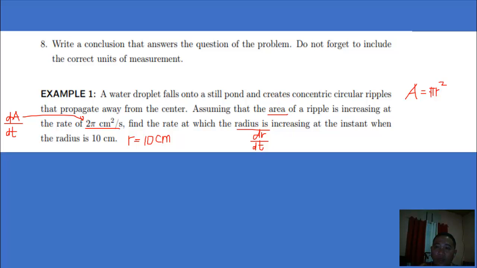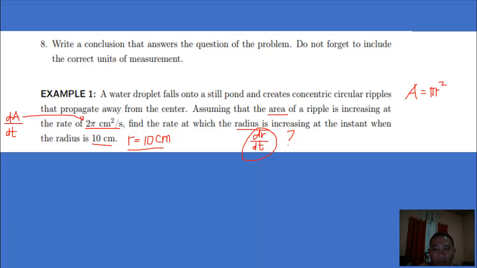And we know that this one is the area of a circle. Actually, may makita ka ng r. But the problem is, ang hinahanap mo is yung dr over dt. This is the question. So, wag mo munang i-substitute itong r. It's because this r na 10 cm, that is referring to ano yung value ng rate ng radius sa pag-change ng radius if ang r is 10 na. Okay. Kasi wala tayong time dito.